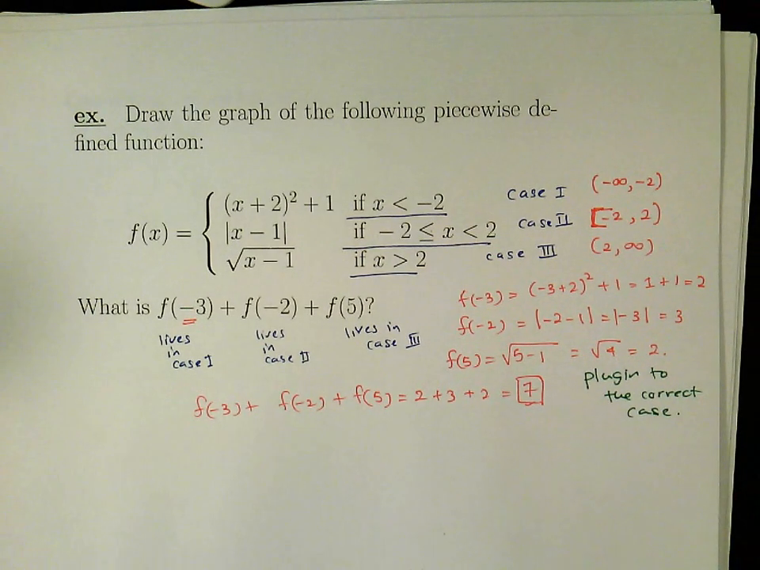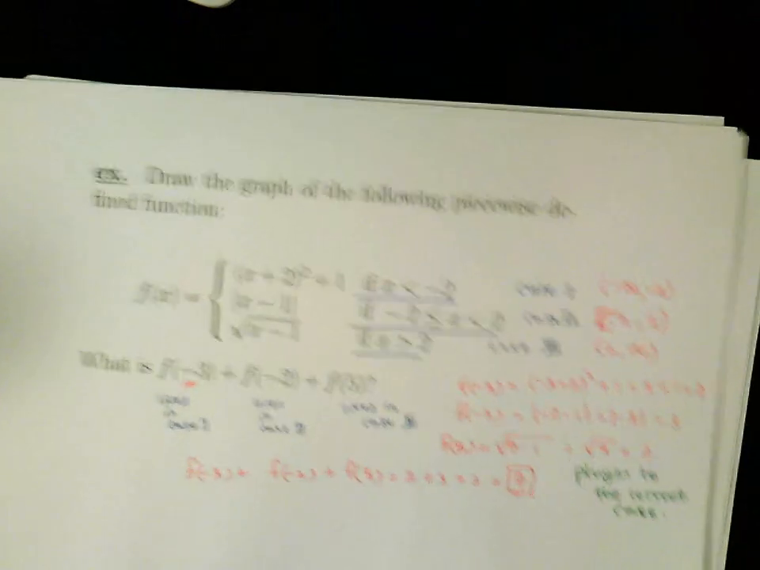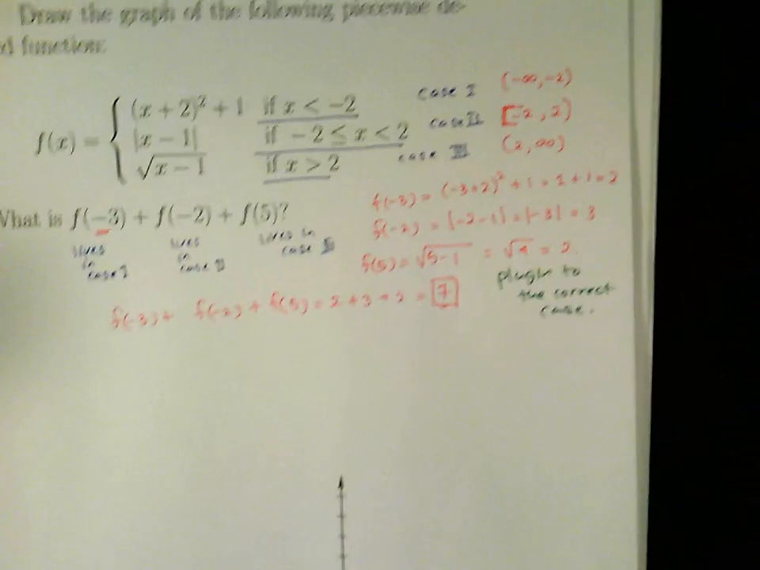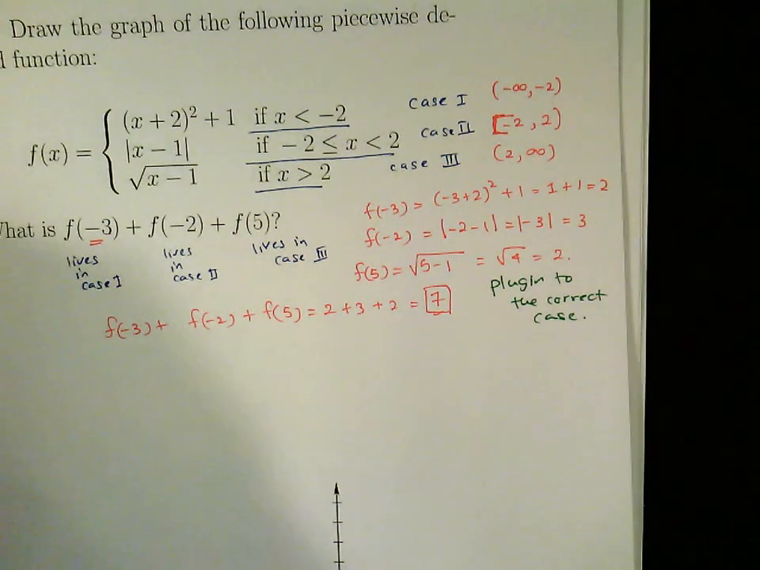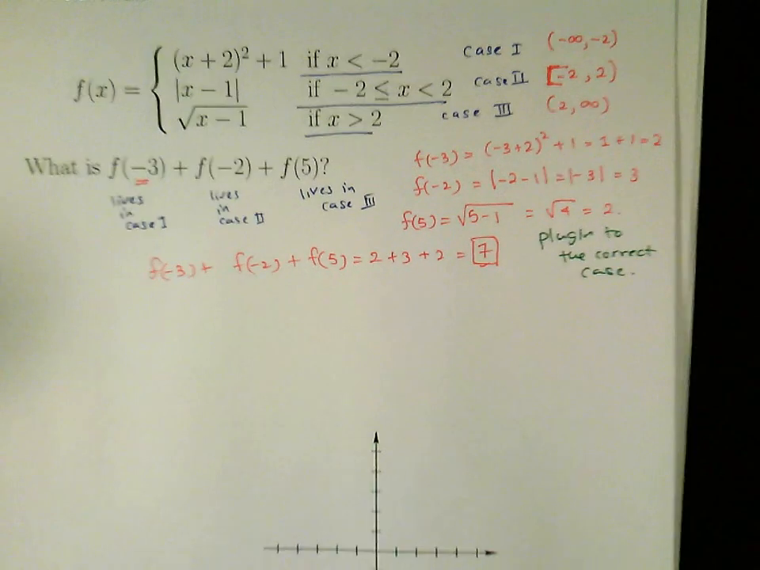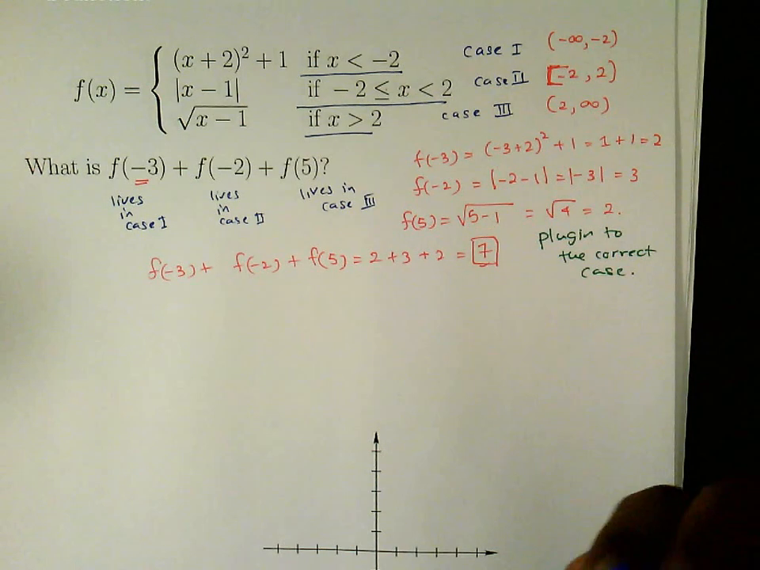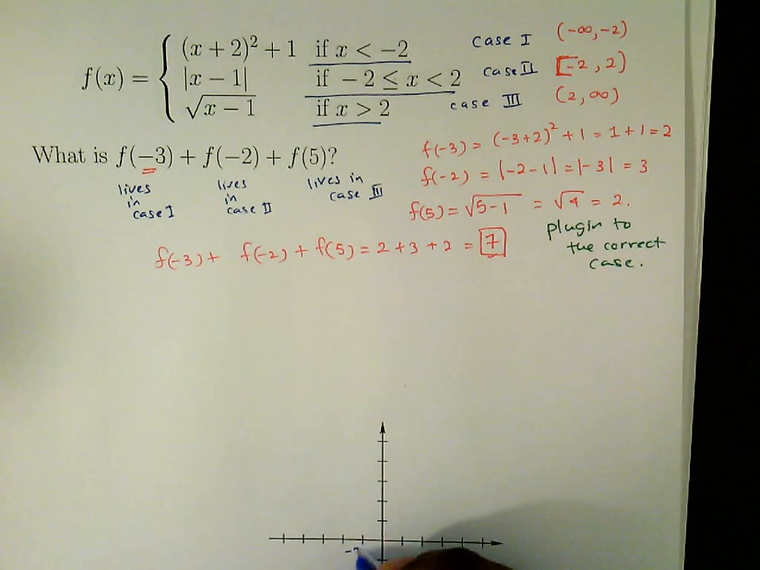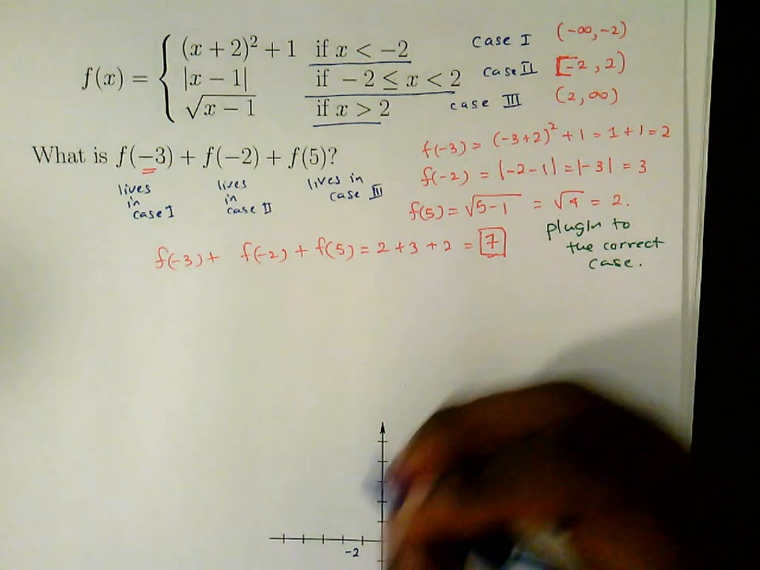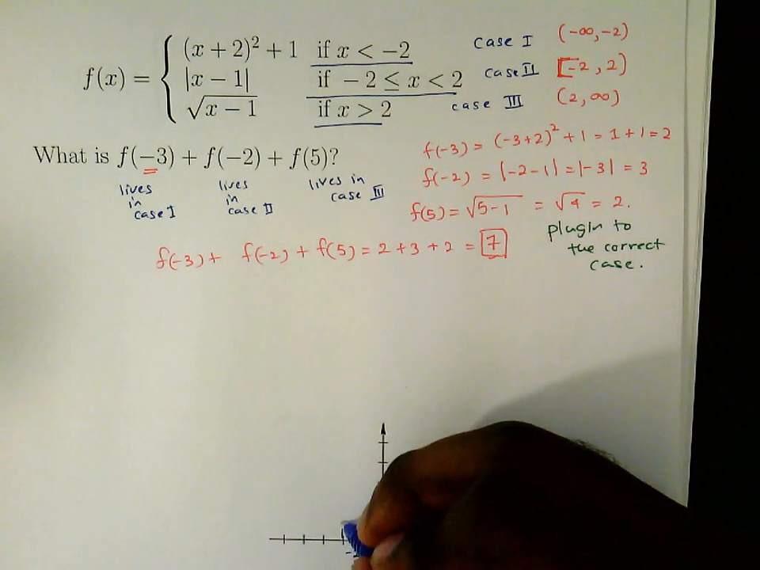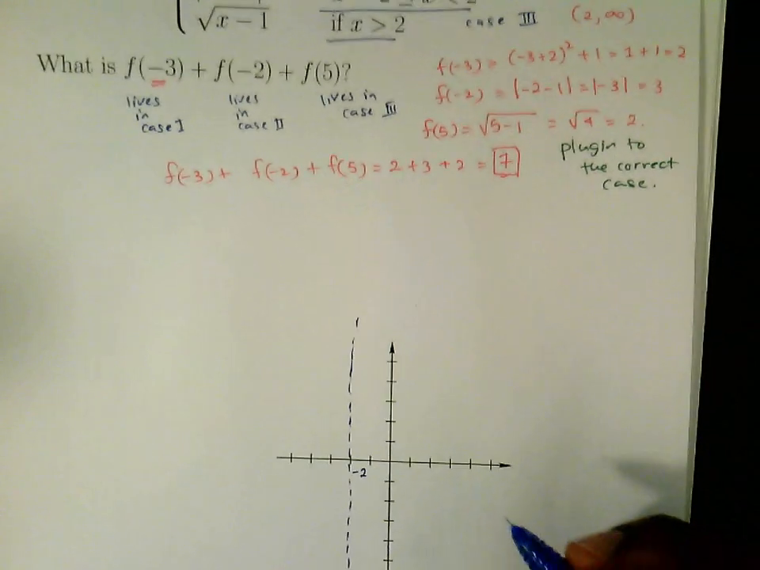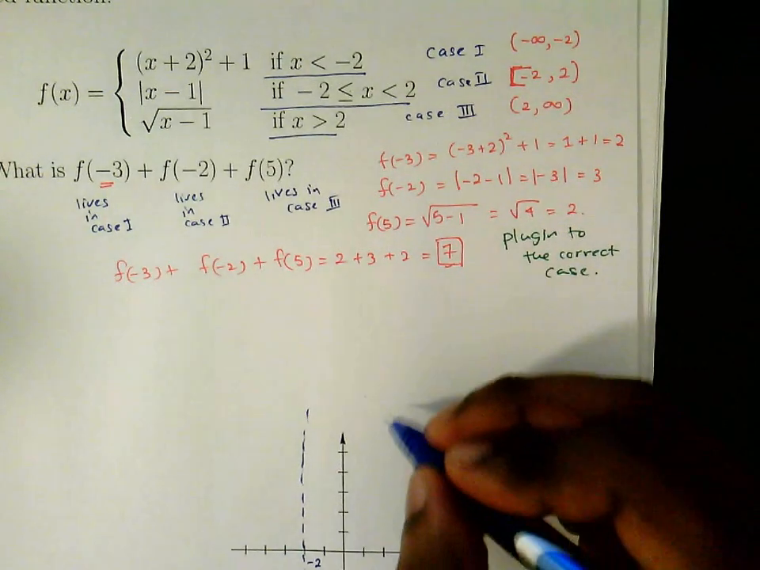Okay, now let's do the graphing part, because the graphing part might be a little difficult to solve. What you first need to do is just build a wall. There are 3 cases, so we are building 2 walls. So let's build the wall. The first wall would be at negative 2, because x is less than negative 2. And the second wall would be drawn at x equals 2.